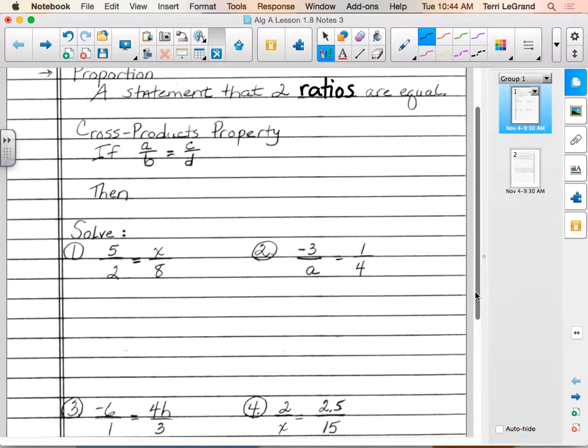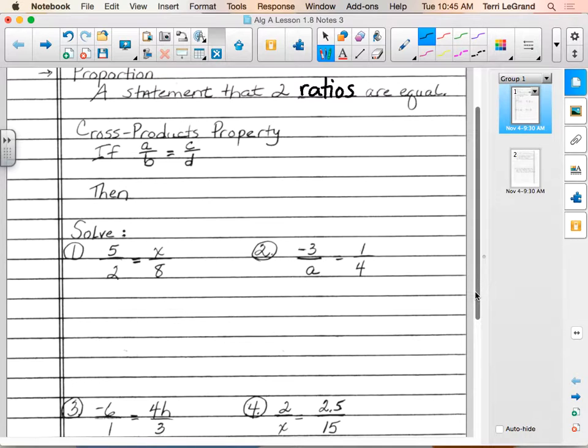Okay, I like the fact that we're still just going to multiply. Cross products means we're going to multiply, right? We're not going to do any dividing in our cross products. We're going to end up doing some dividing when we're solving. But cross products means, and you said cross multiply, what does that mean? Can you be a little bit more specific? You would multiply A by D and C by B.